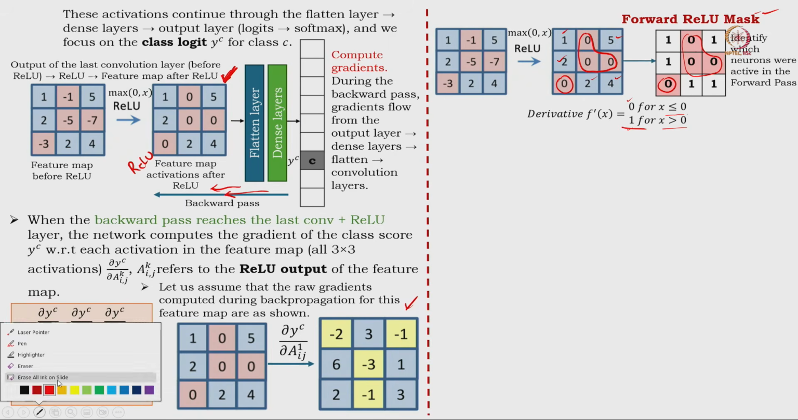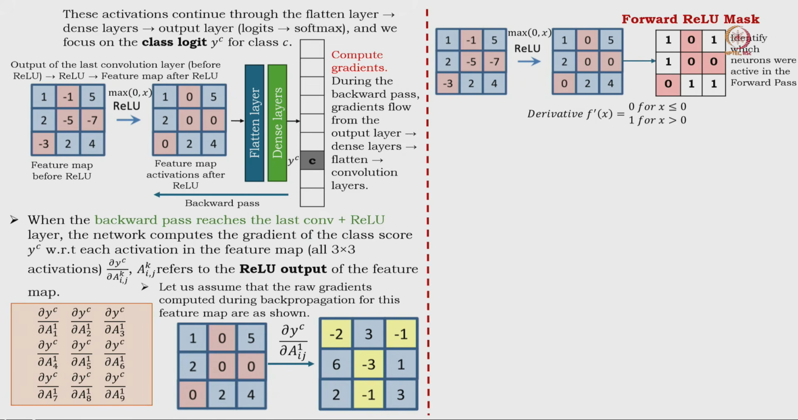The forward ReLU mask will help us understand which neurons were actually active in the forward pass. Next, what is guided backpropagation going to do? It has already computed this forward ReLU mask, and you already have the gradients. Now, it is going to do an element-wise multiplication. The forward ReLU mask is represented with this notation, which is taken from the original research paper of guided backpropagation.